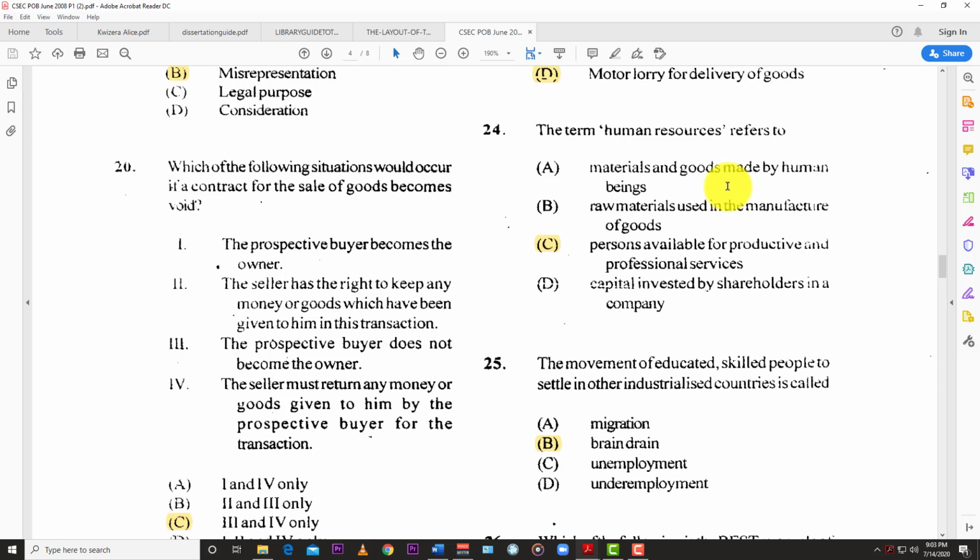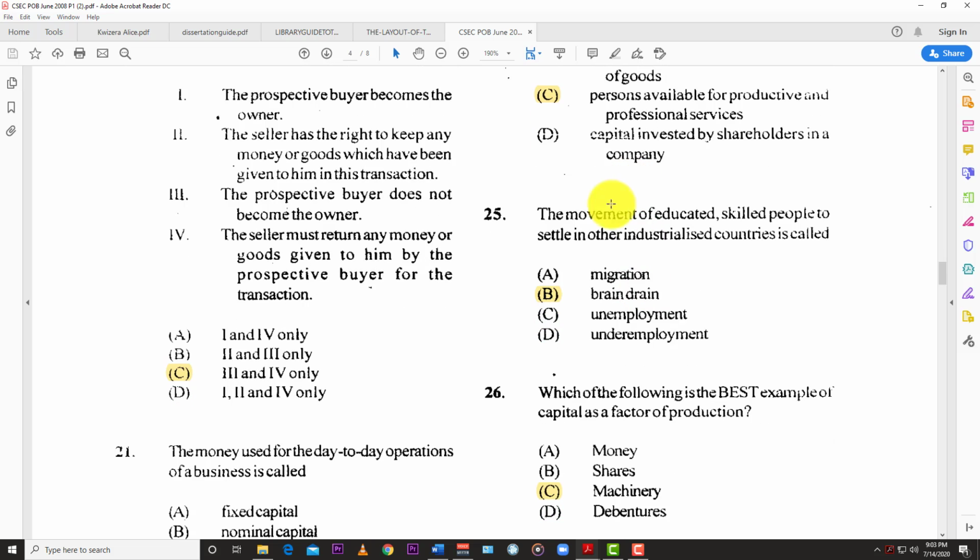24. The term human resource refers to, and the best answer here is C, persons available for productive and professional services. 25. The movement of educated persons to settle in other industrialized countries is called B, brain drain. That's where skilled workers and professionals move from one country to the next. Migration would mean any movement; they don't have to be skilled, they could be unskilled too. But when you specify skilled, professional, educated, that's the brain drain.